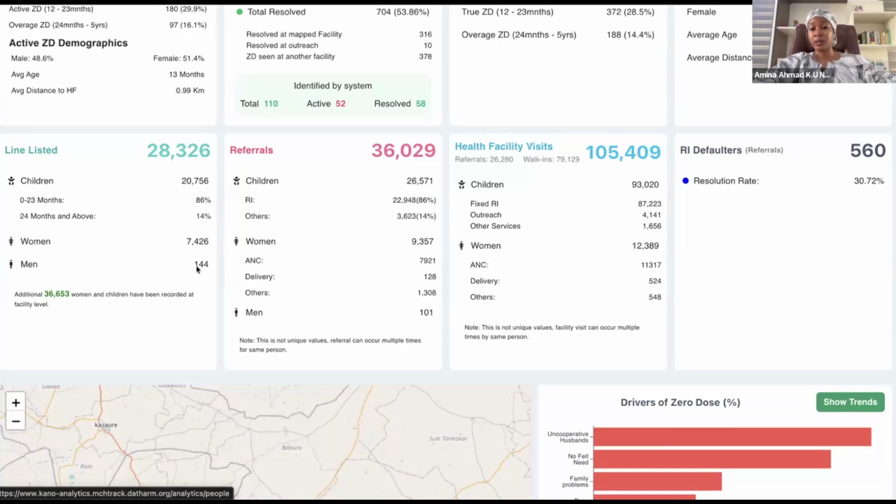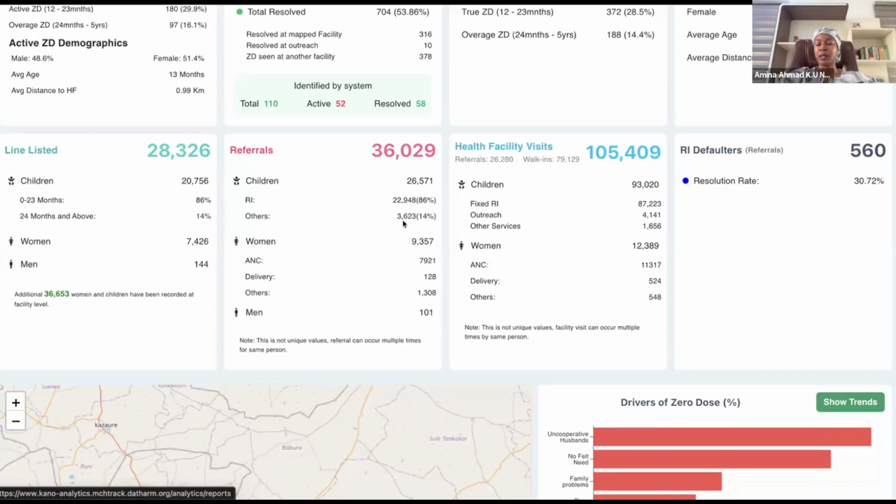So if they encounter men that are in need of medical intervention, they still continue with their activity of referral and tracking. Among those referred, we have about 22,000 children. 86% of the referral is actually routine immunization, while 14% falls under others. Others could be malaria, nutrition, diarrhea, and other health services. And then women as well, the majority is on ANC, very low delivery referral, and then others.